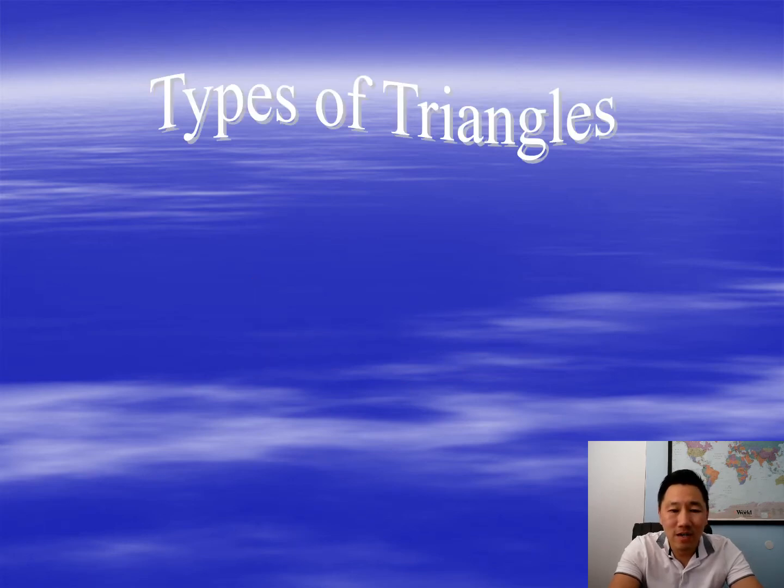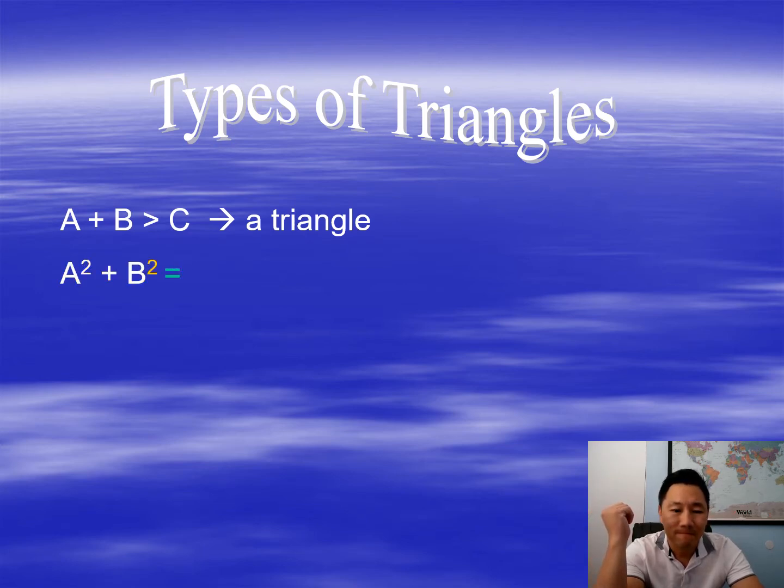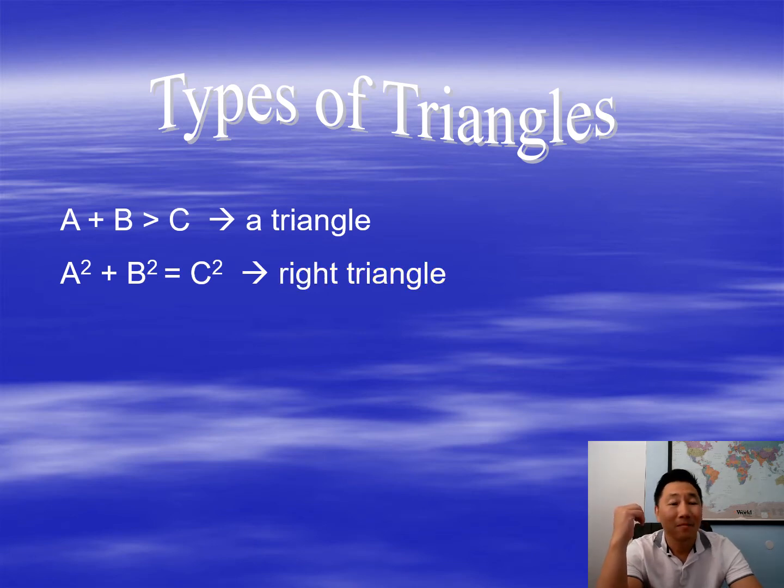All right, so let's figure out the types of triangles. If you take A plus B, it has to be bigger than C. That's how you know you have a triangle. That's what the theorem just said. Sound effects are a little bit late, but then A squared plus B squared equals C squared. We just know that that makes a right triangle.